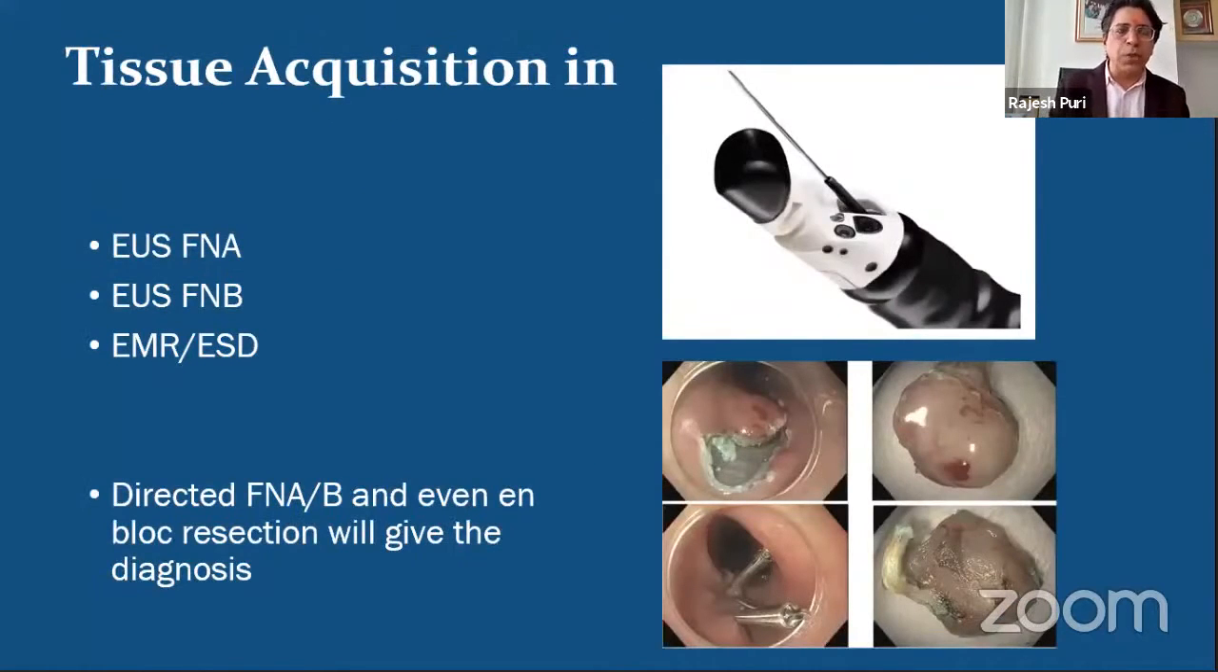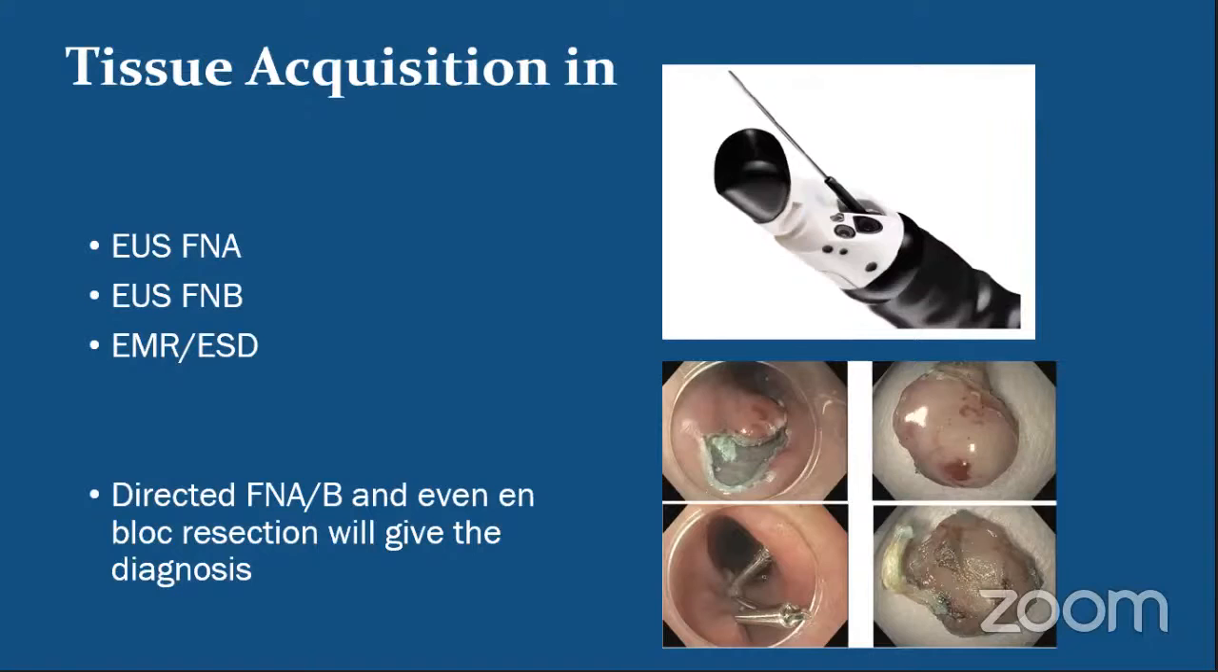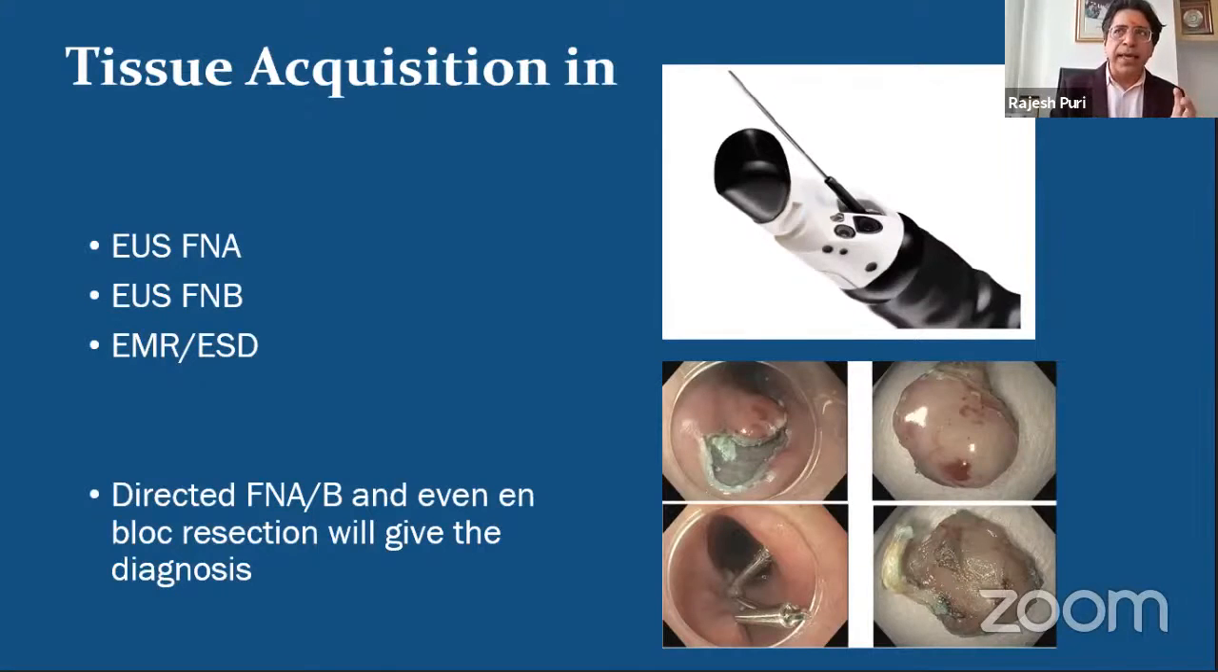When we talk about tissue acquisition, I think Dr. Rana is going to talk, but just in line, can we summarize? I think a forward-viewing scope with the cap can help in getting a better biopsy of the subepithelial lesion.